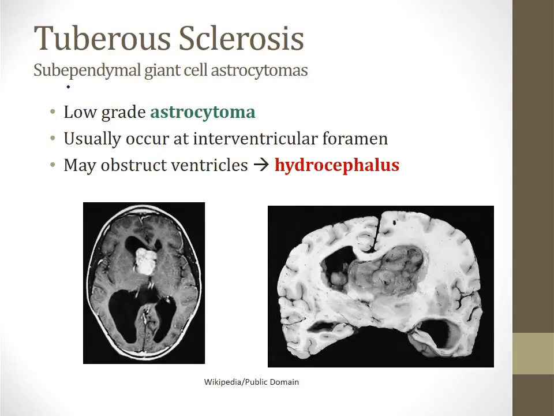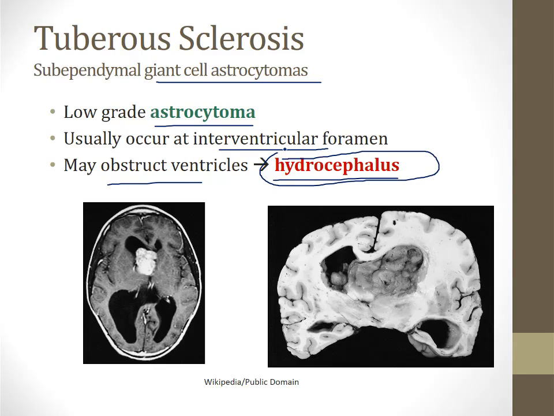Patients with tuberous sclerosis can develop subependymal nodules, but they can also develop a larger, more serious subependymal lesion called a subependymal giant cell astrocytoma. This is a low-grade version of the tumor astrocytoma, and it usually occurs at the intraventricular foramen, as shown in these pictures on the screen. And when this happens, this can obstruct the ventricles and lead to hydrocephalus. So it's high yield to know that patients with tuberous sclerosis can potentially develop hydrocephalus, and they can present with papilledema and other findings consistent with raised intracerebral pressure.